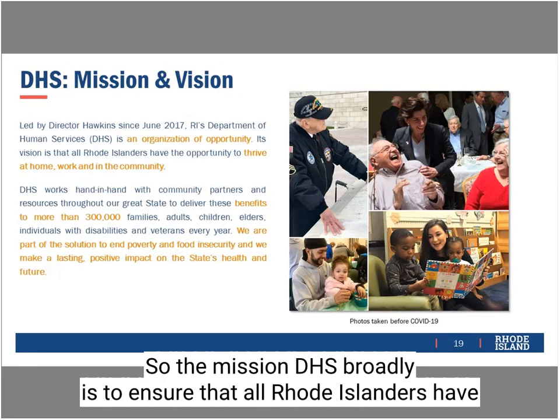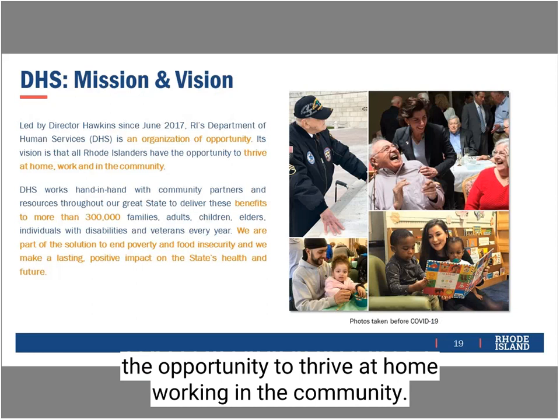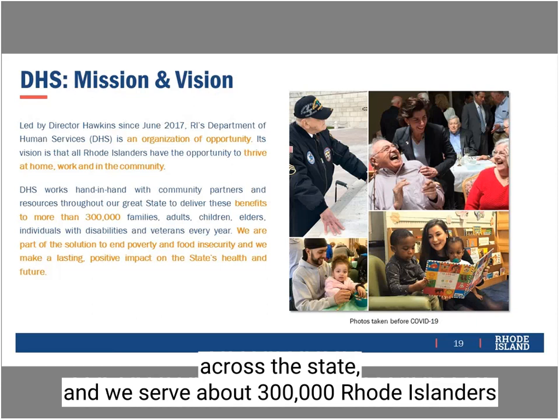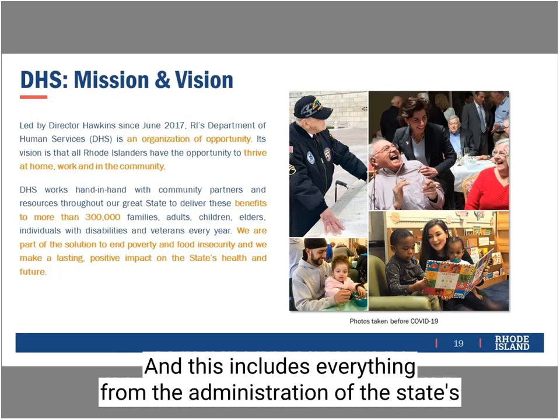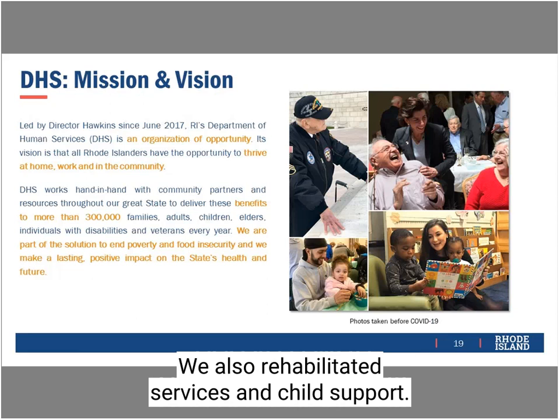So the mission of DHS broadly is to ensure that all Rhode Islanders have the opportunity to thrive at home, working in the community. Our agency is responsible for the administration of public benefits across the state, and we serve about 300,000 Rhode Islanders a year, which is about a third of our population. And this includes everything from the administration of the state's Medicaid program to our SNAP program, child care assistance. We also provide rehabilitative services and child support.